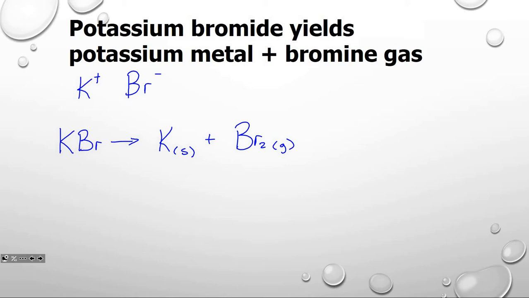Is it balanced? What do I need to do to fix it so it is balanced? Where do I put them? Good. All right, so now it's balanced. What type of reaction is this? Yep, decomposition is right. It's falling apart. So one thing falling apart.